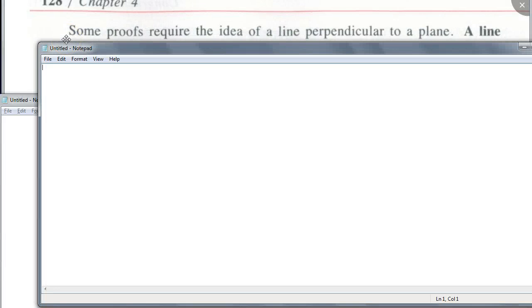Okay, some proofs in this book require the idea of a line perpendicular to a plane. Can somebody, in a minute, don't write this. When I show you the definition, then you write. Can somebody, with your palm and your finger, show me what you think this means? A line perpendicular to a plane. Show me. Jason, okay, yeah, exactly. You guys get that?